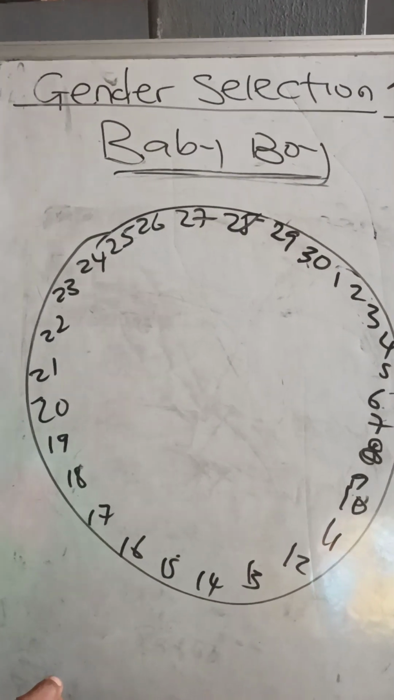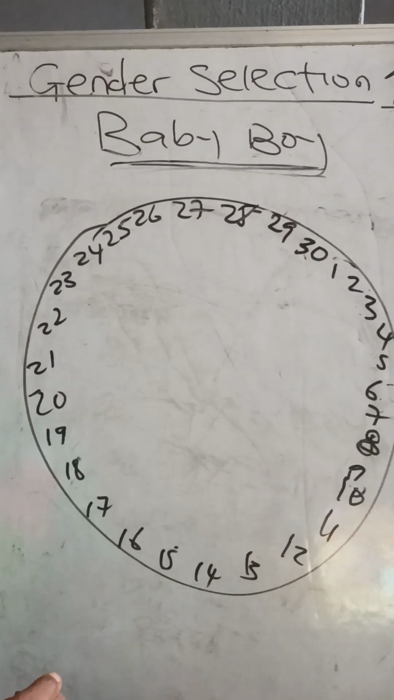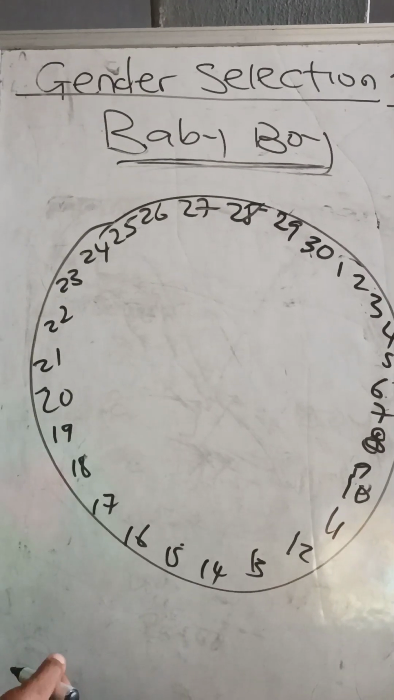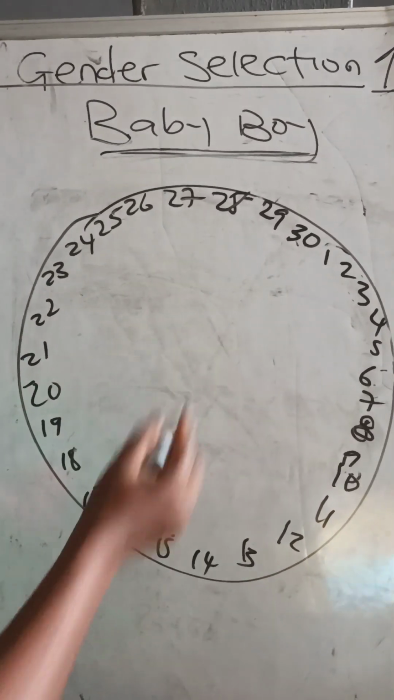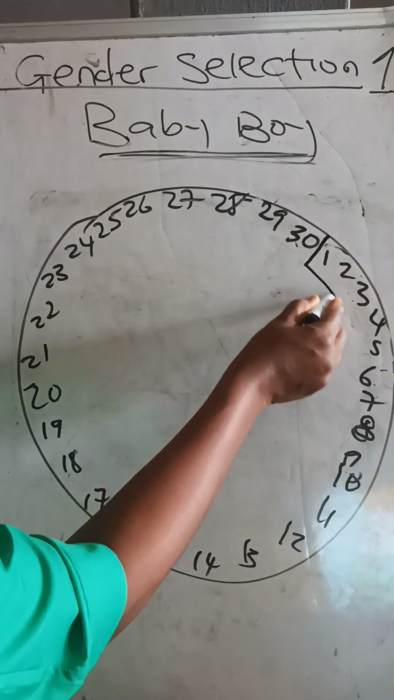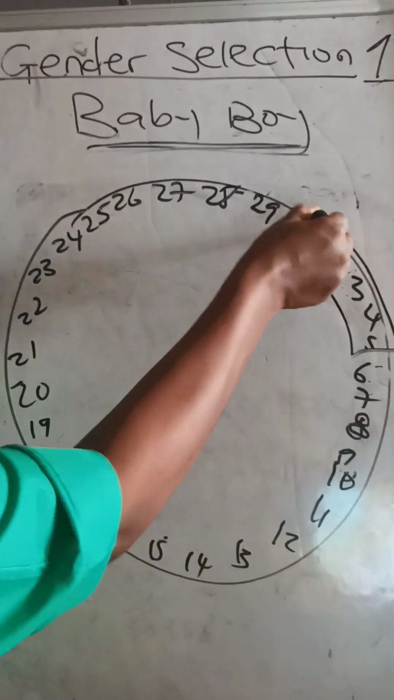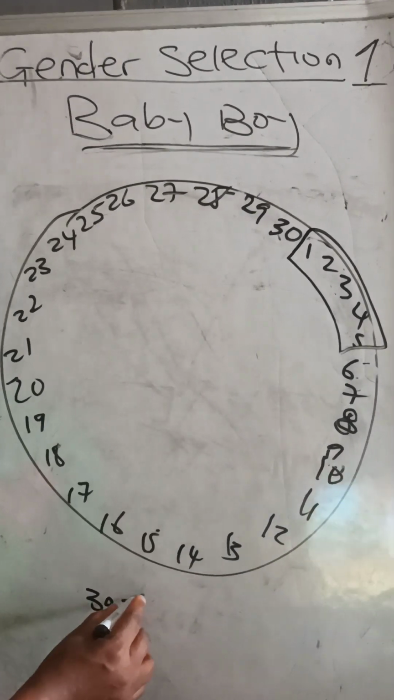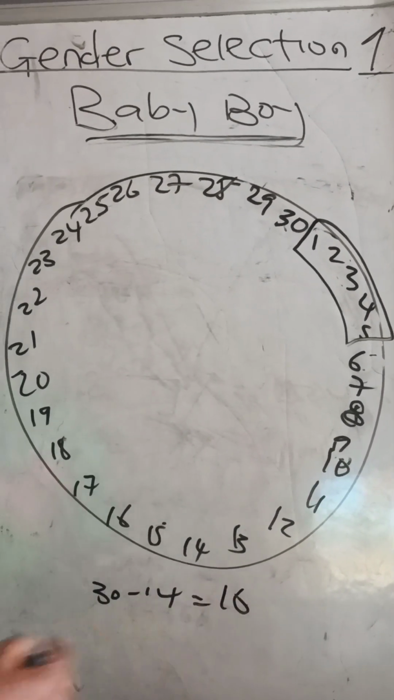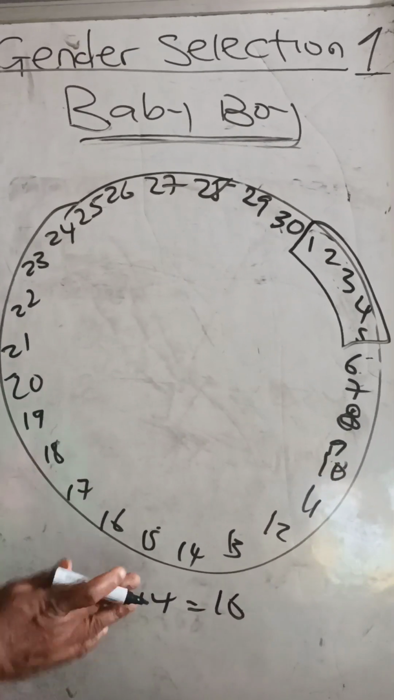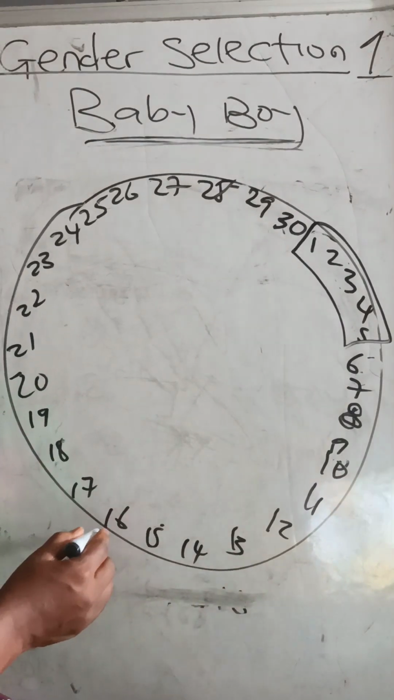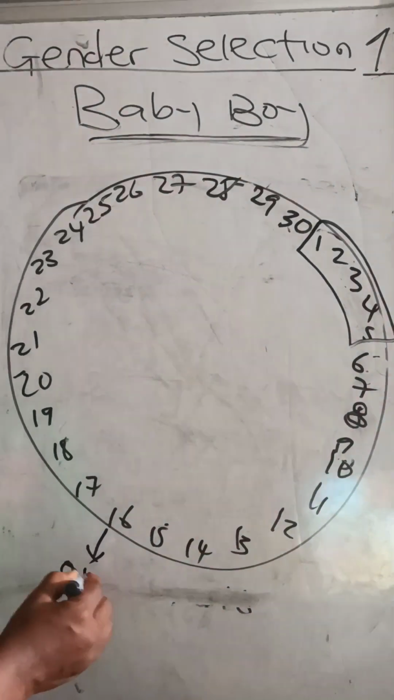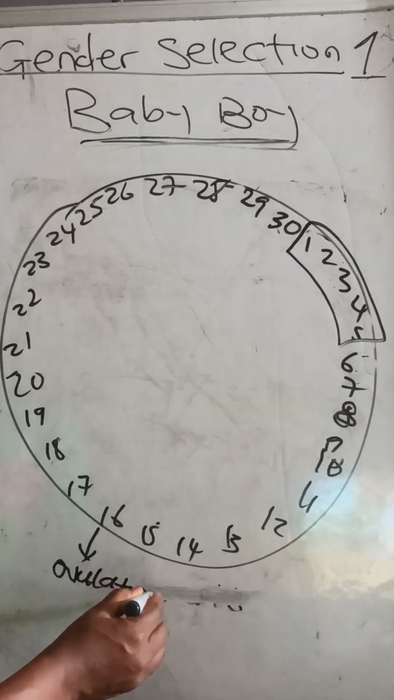Someone that has a 30-day cycle, is it clear? Let's say the person sees her period from the first day to the 5th day. Did you get it now? From what I told you, we minus 14 from 30, which is 16. So we are expecting the person to be ovulating on the 16th day. So we write this as the ovulation day.